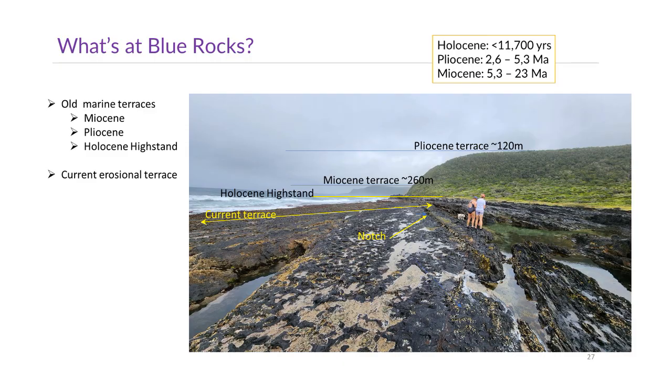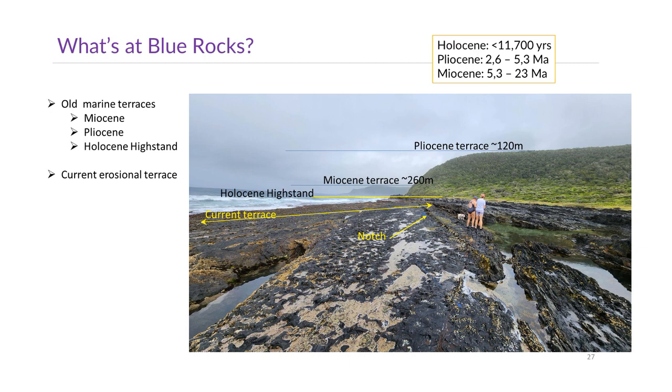So what's at Blue Rocks? Well, I told you all about the rocks, what they are, but it's interesting to look at what you see here. Close in at Blue Rocks, the top here is the Pliocene terrace. In the background, you can see the Miocene and the Pliocene terrace. And that's I think down at Cuba. And here you see the Holocene high stand. That's a platform which is eroded here. And here's the current terrace being eroded.